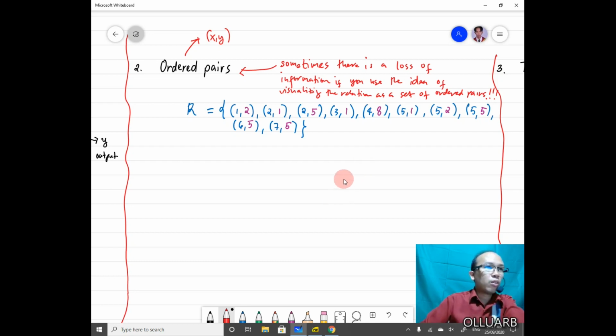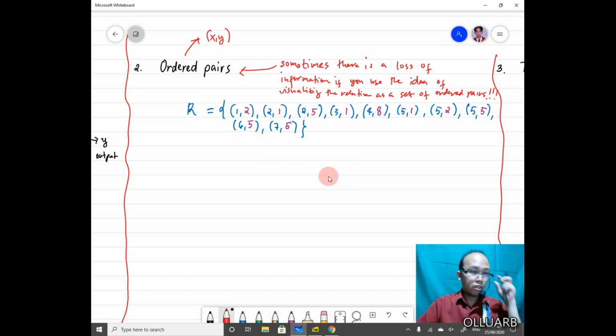Okay, so if you are given an example or a question in the form of ordered pairs, then automatically you can extract only two pieces of information, the domain and the range. You cannot recover the codomain of the relation or the function.